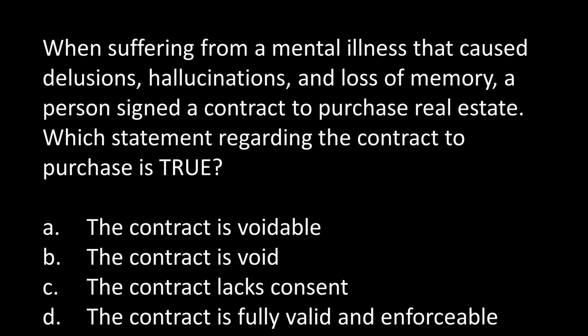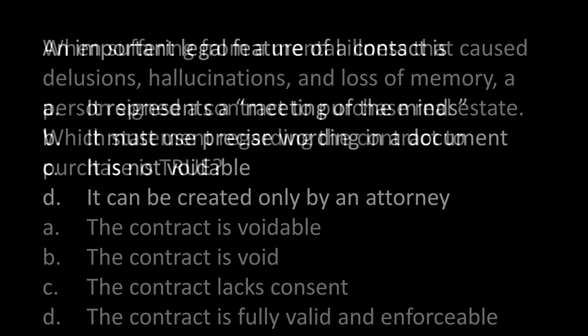Question number 4. When suffering from mental illness that caused delusions, hallucinations, and loss of memory, a person signed a contract to purchase real estate. Which statement regarding the contract to purchase is true? A. The contract is voidable. B. The contract is void. C. The contract lacks consent. D. The contract is fully valid and enforceable. In this case, the answer is A. The contract is voidable.